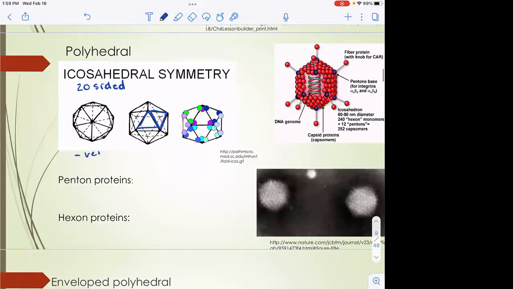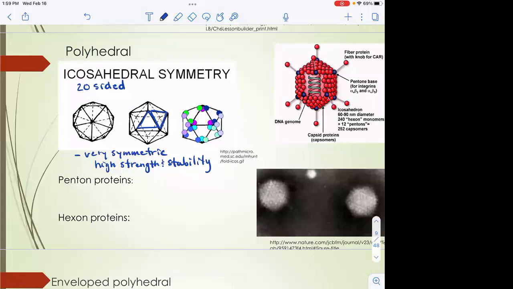it's just very symmetric because of all those equilateral triangles. And so it gives the virion high strength and stability. Okay, so that's probably why it's so popular. It's a very stable, very strong structure.